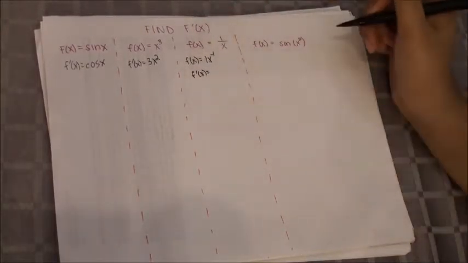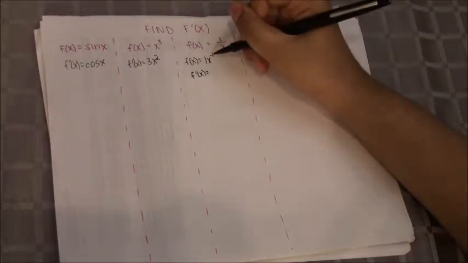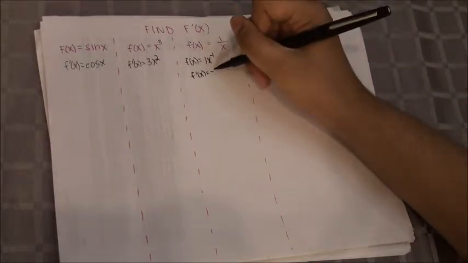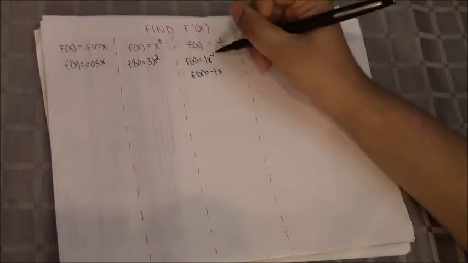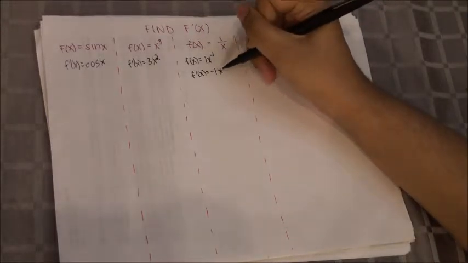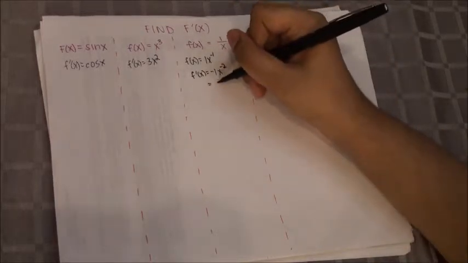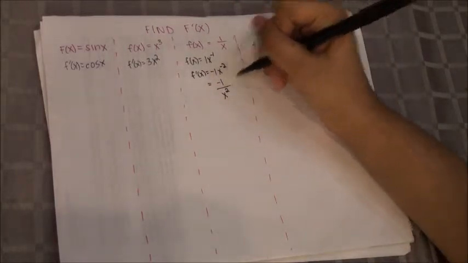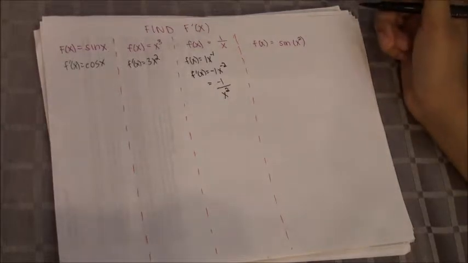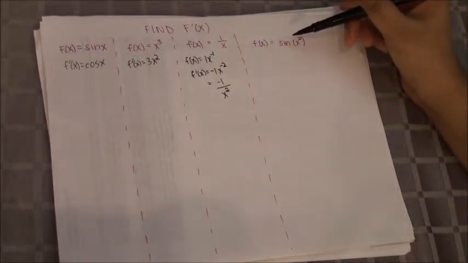F prime of x is, let's bring down our negative 1 here so that it becomes negative 1x and subtract 1 from our exponent. So it becomes negative 1x to the negative 2, which is simplified to look something like this. There's our derivative. All right, our next question is f of x is equal to sine of x squared.